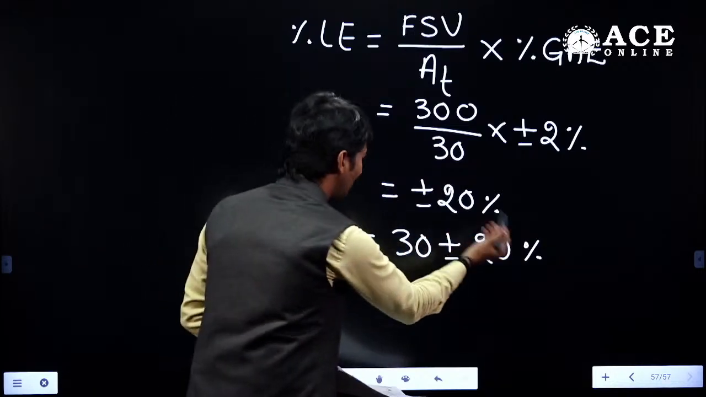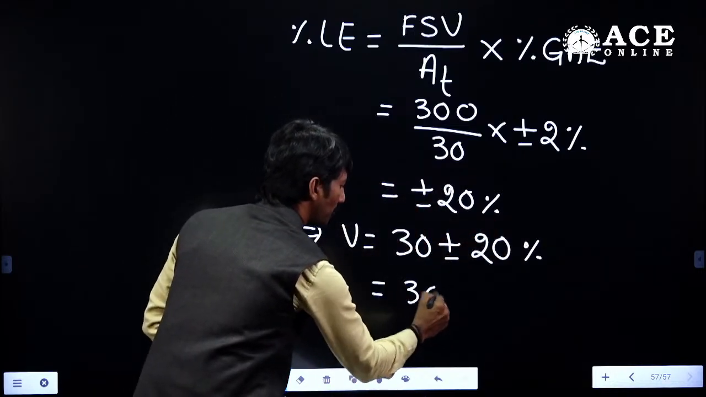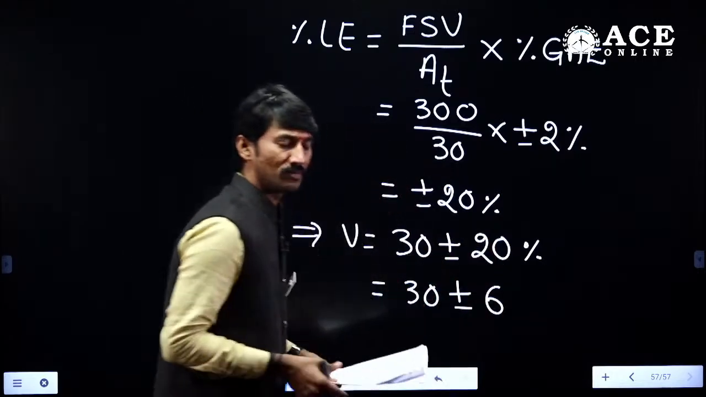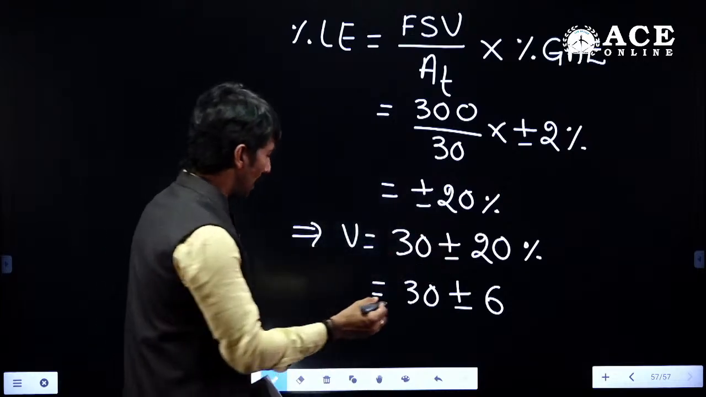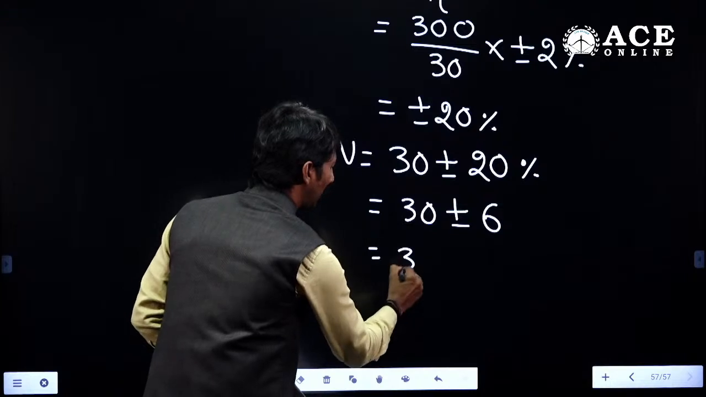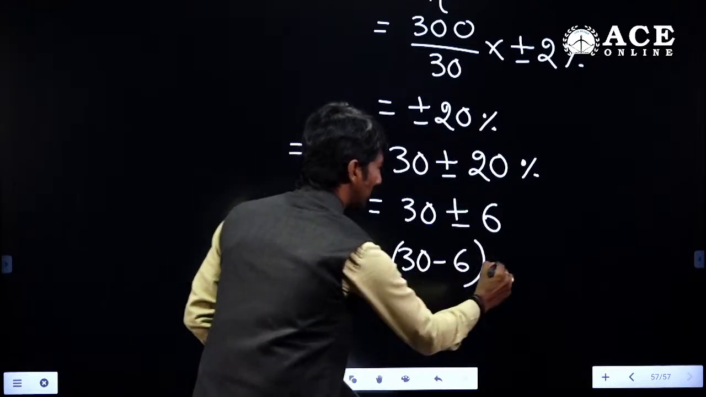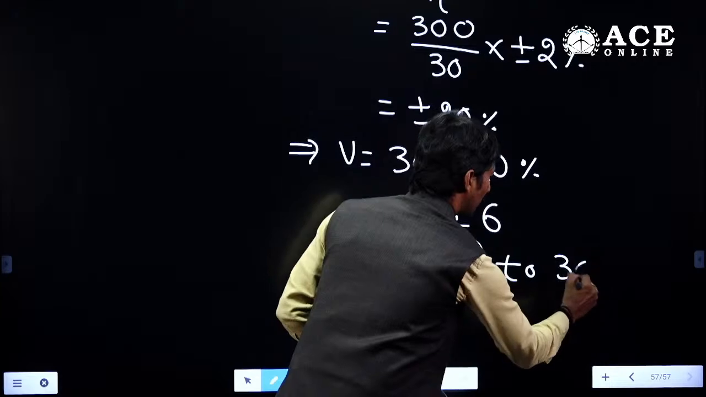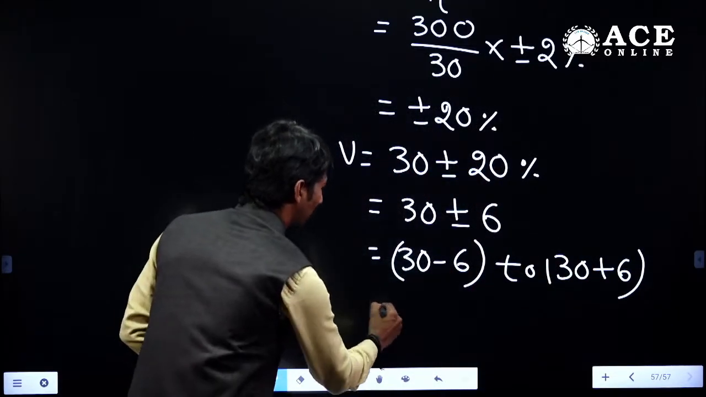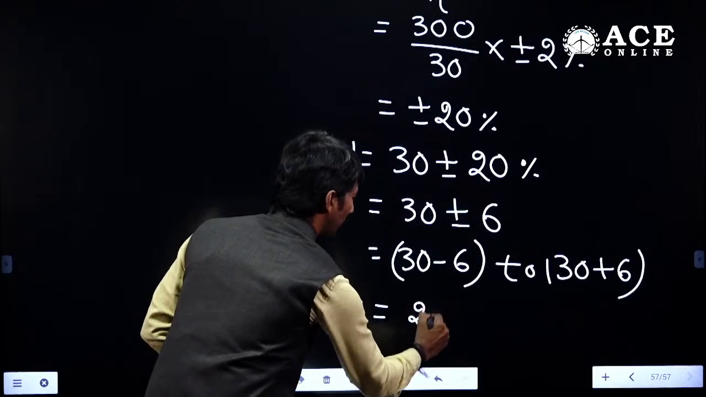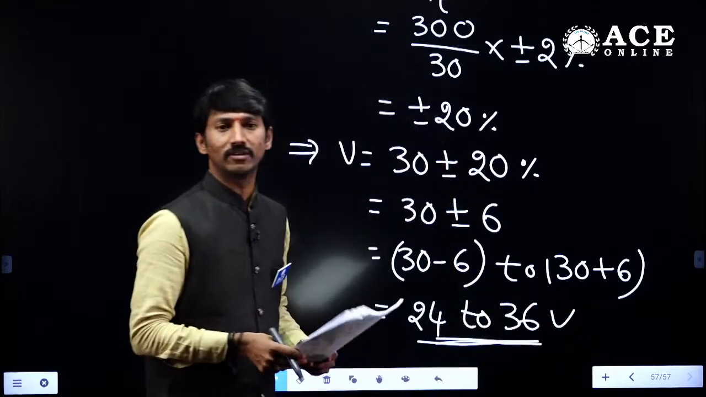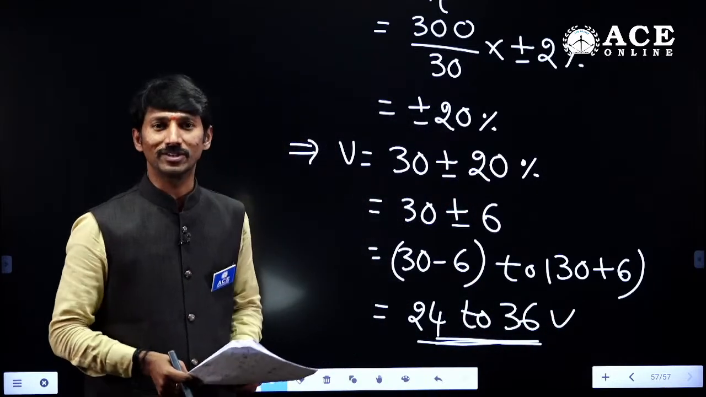Now tell me 20% of 30. So therefore 30 plus or minus 6 will be there. And after that we can write the range like 30 minus 6 to 30 plus 6. So straight away answer will be, what is it? 24 to 36 is the answer. So this is the final answer according to the given question.